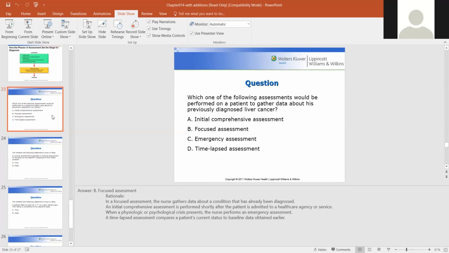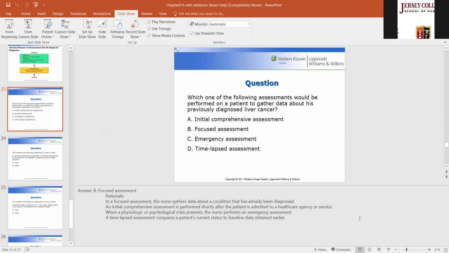Right. All right, which of the following assessments would be performed on a patient to gather data about a previously diagnosed liver cancer? Focused assessment. Yeah, focused, okay? So we're focusing in on a condition already diagnosed. Initial is going to be within what usually? 24 hours, when they get admitted. All right, within 24 hours of admission or whatever that policy is.